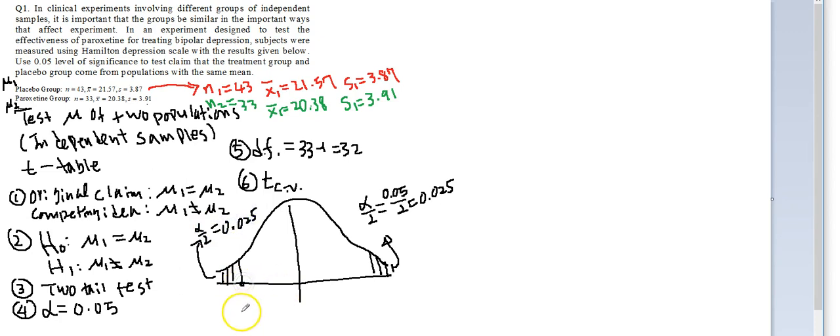Now let's go to the t critical value here. You're going to have to use a different table now. Okay, so if you go to the t distribution table, we have either area of two tails or one tail.